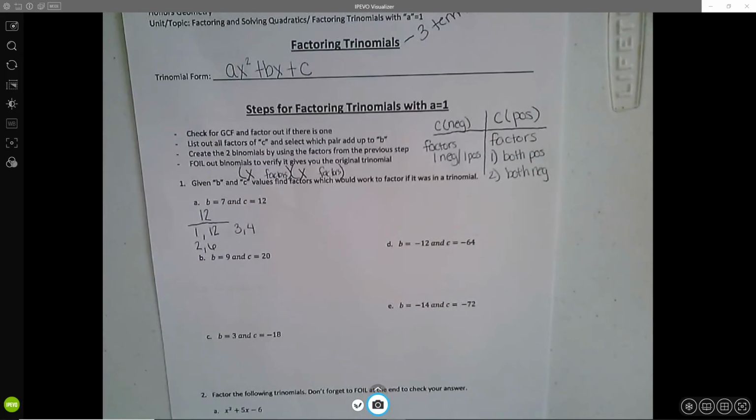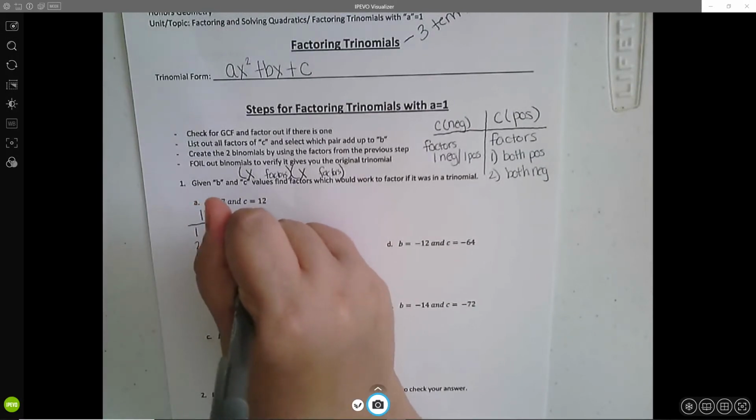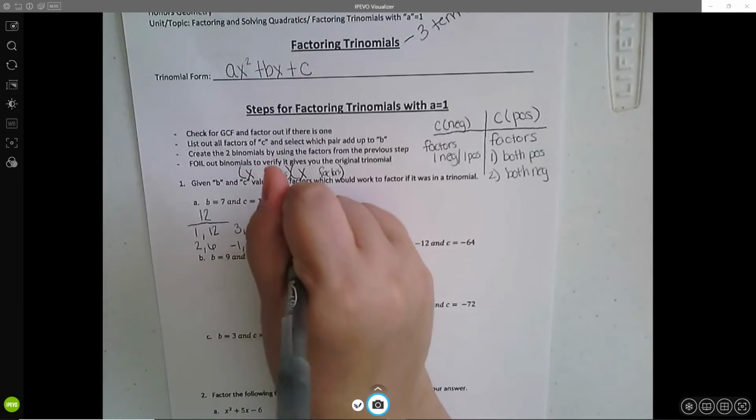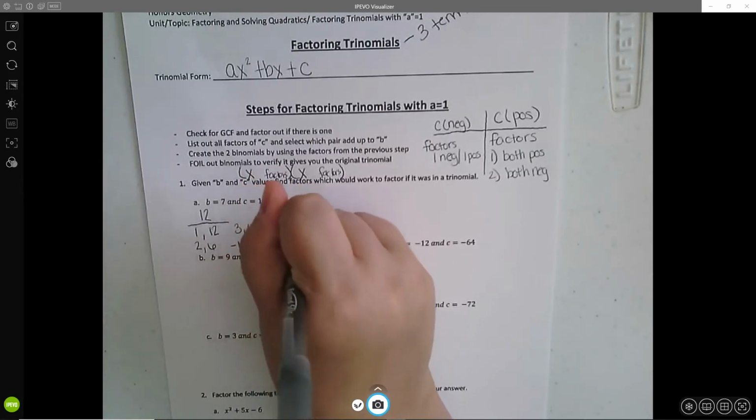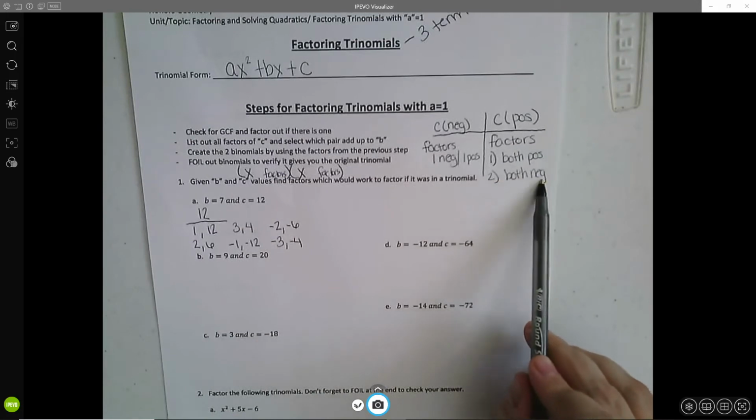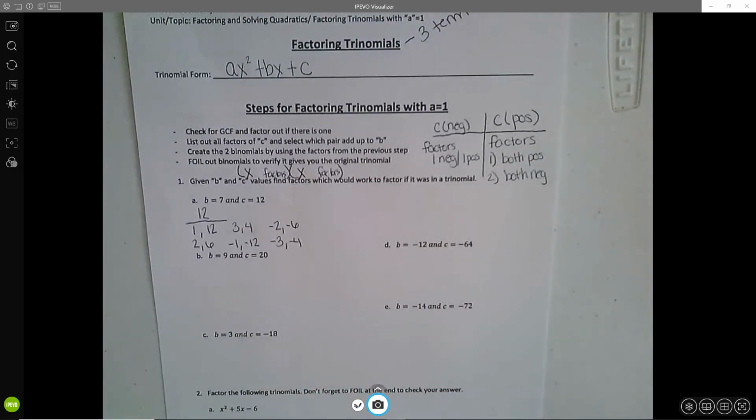Those are listing out the factors where they are both positive. Now, I could also list out -1, -12, -2, -6, -3, -4. That has listed both positive and both negative, since my C value is positive.